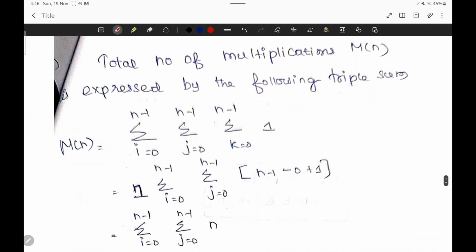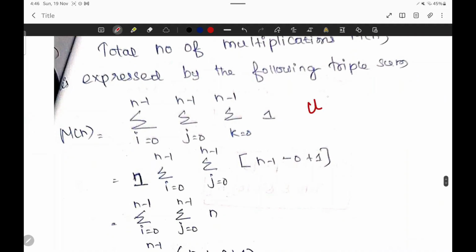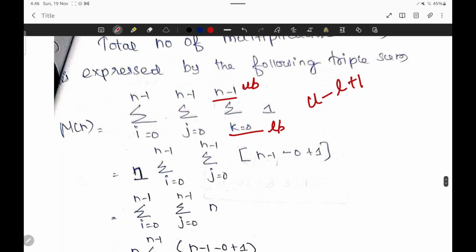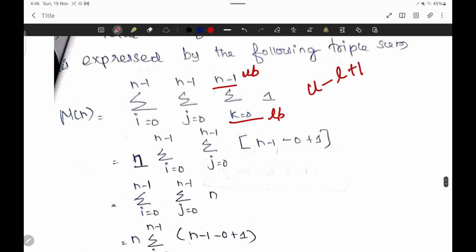After that, we use the standard formula. What is the standard formula? Upper bound minus lower bound plus 1. Which is the upper bound? n minus 1 is the upper bound, and this one is the lower bound. So this is the sum expression, and we need to solve it using the standard formula: upper bound minus lower bound plus 1.